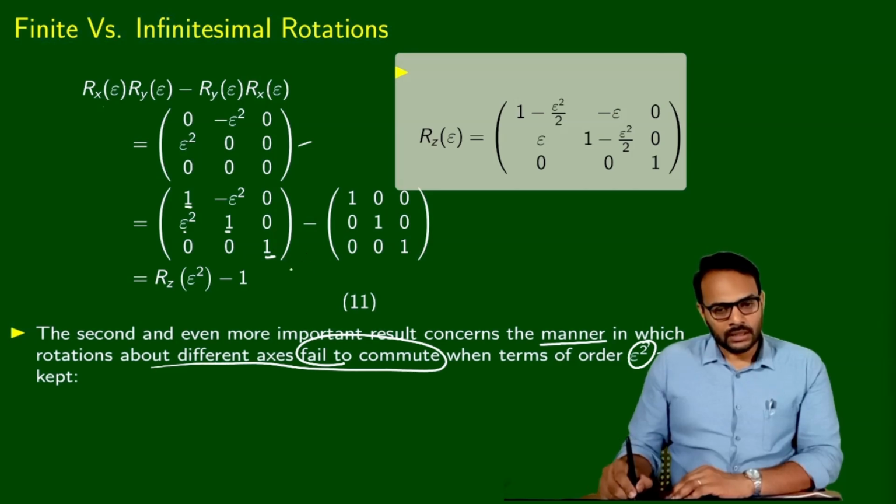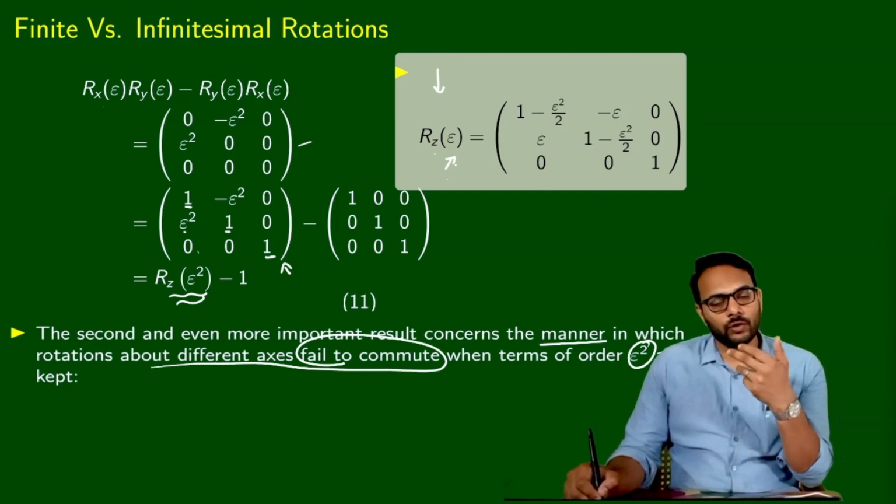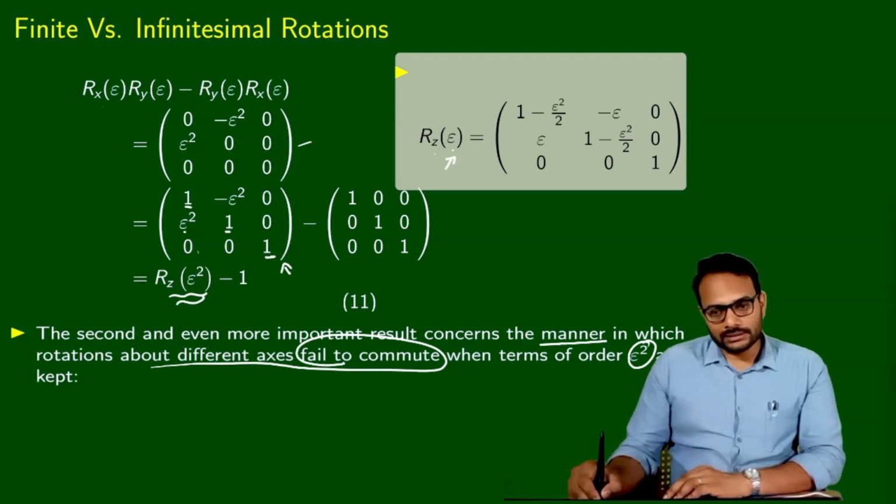But this matrix itself is actually Rz of epsilon square. That is, we already have Rz of epsilon here. You put epsilon square instead of epsilon, and again neglect terms of order higher than epsilon square. So Rz of epsilon square would be the square matrix with elements.